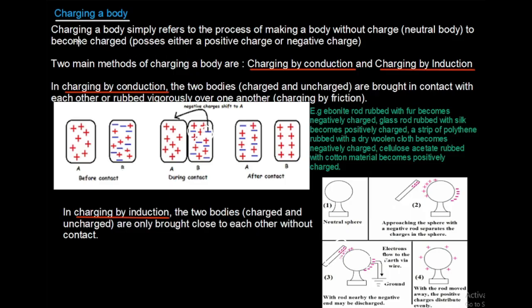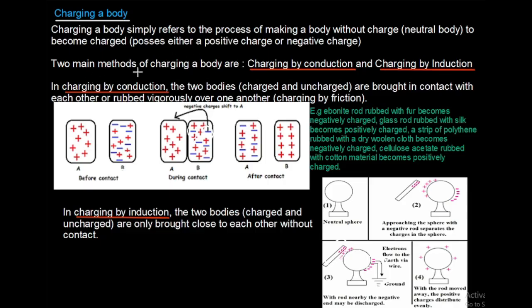Now we are going to talk about charging a body, the process of charging a body. Charging a body simply refers to the process of making a body without charge, a neutral body, become charged, that is, possess either a positive charge or a negative charge. That's what charging a body basically involves: making a neutrally charged body become either positively charged or negatively charged.